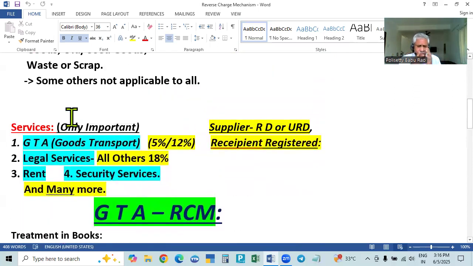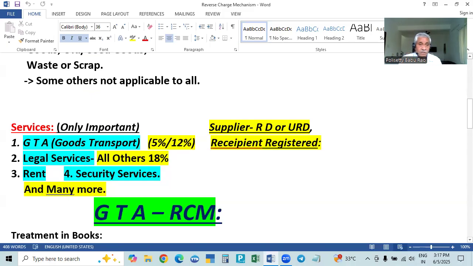Out of the services, all the services are not applicable to everyone. Only some services are applicable to many people, and most of the services are not applicable. They are applicable only to a few people, not all the people. But there are some services that are applicable to many people. That is why I am taking only four, actually five. I will tell you about that.